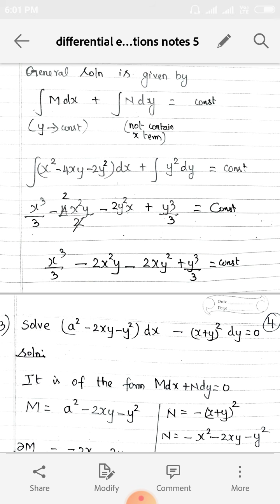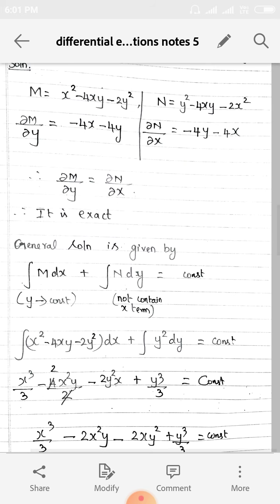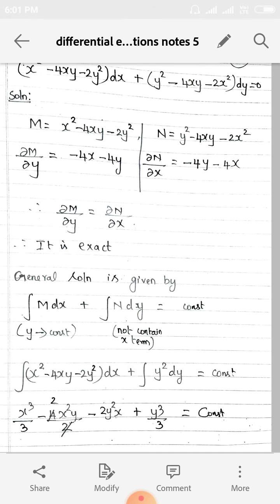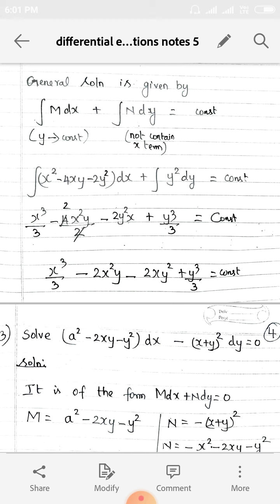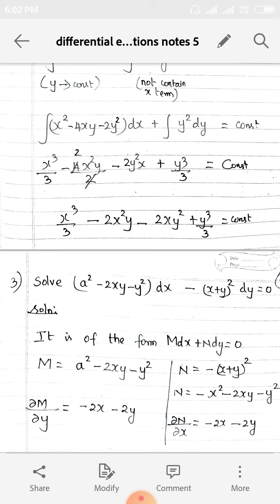For integral, what is the value for m? X square minus 4xy minus 2y square into dx plus integral. See the n term. N term is nothing but y square minus 4xy minus 2x square. So we have to take only the y term alone. No need to take the x term. So we have to consider only the first term y square, because the second and third terms contain x, right? So leave those terms. Therefore integral n dy is nothing but integral y square into dy is equal to constant. So after integration we get x cube by 3 minus 4 x square y by 2 minus 2 y square x plus y cube by 3 is equal to constant.